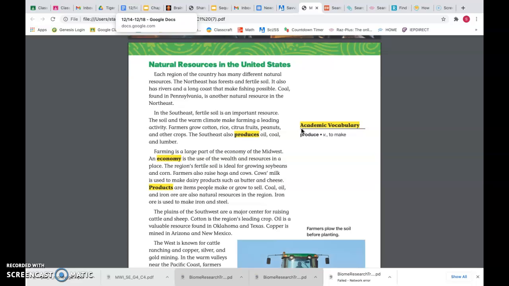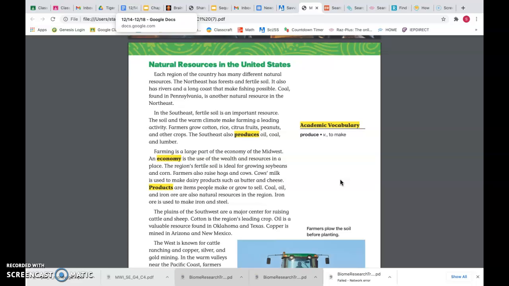Farming is a large part of the economy in the Midwest. An economy is the use of the wealth and resources in a place. The region's fertile soil is ideal for growing soybeans and corn. Farmers also raise hogs and cows. Cow's milk is used to make dairy products such as butter and cheese. Products are items people make, grow, or sell.